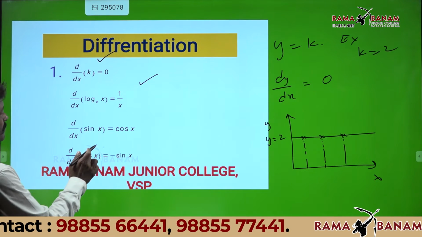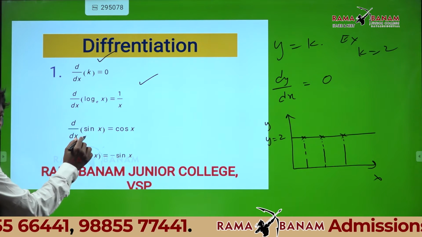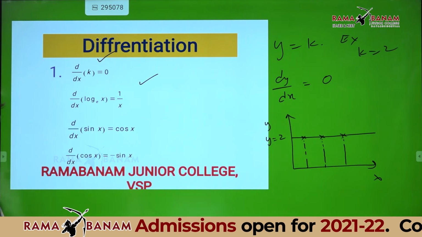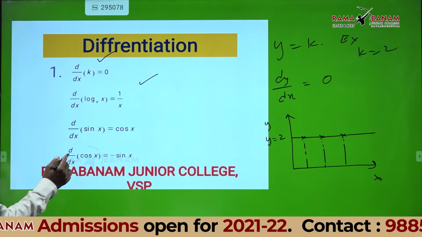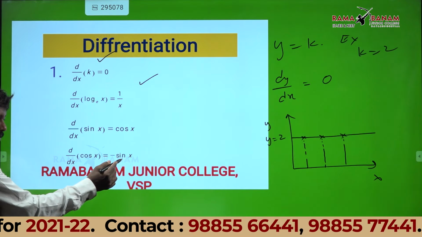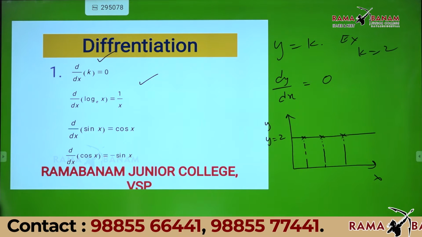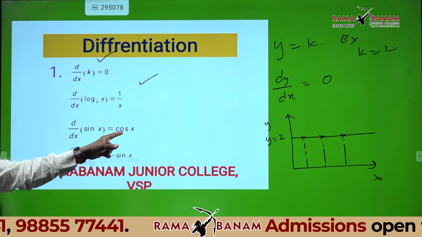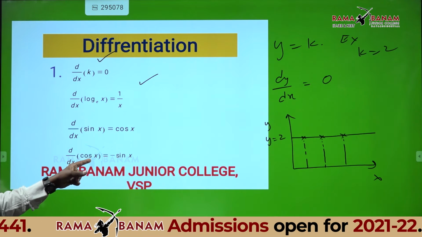Now listen, slope of a tangent drawn on sin x curve is cos x. Similarly, slope of the tangent drawn on cos x curve is minus sin x. So write down this, d by dx of sin x is cos x. Sir, can you show d by dx of cos x before?